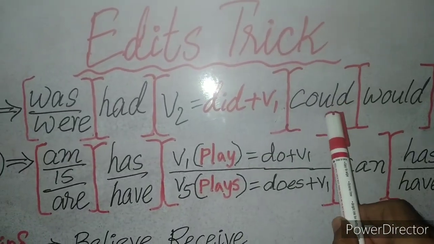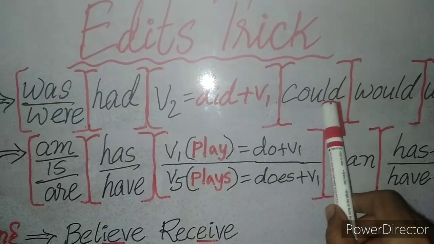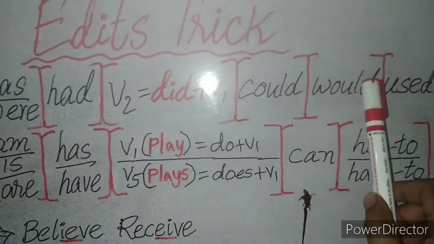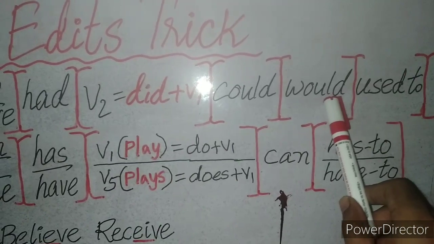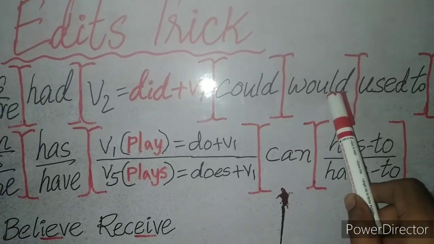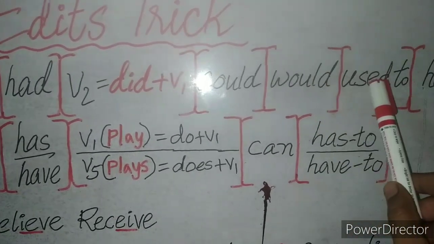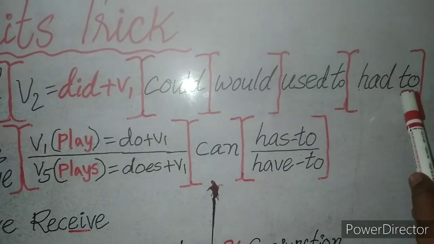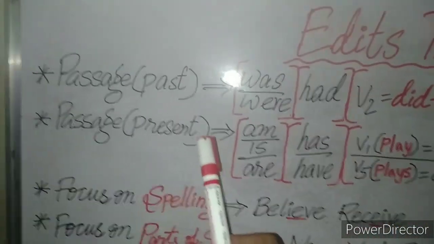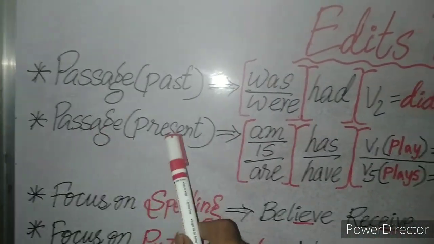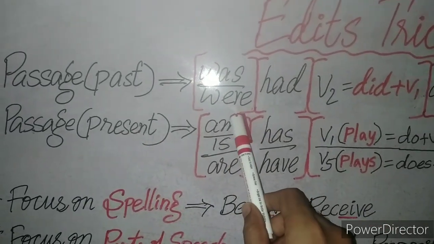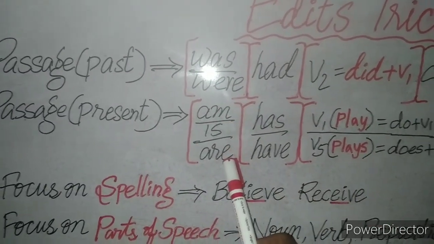And in the passage, if there is could, then definitely that is past. And would, you have to write would compulsorily if the passage is past, if it is in the option, and used to and had to. Okay. And next, if in the edit bit the passage is in the present, you can find in the passage am, is, are.